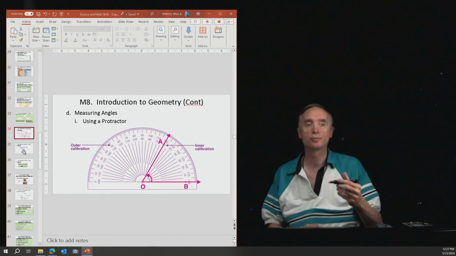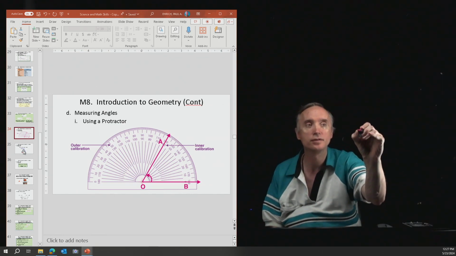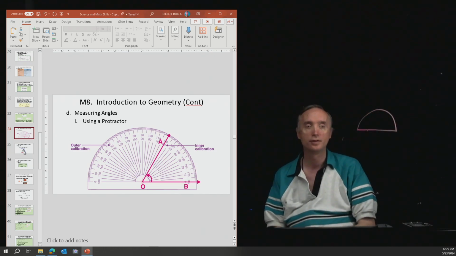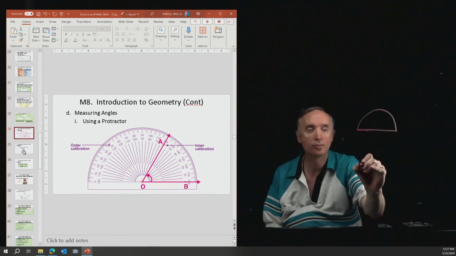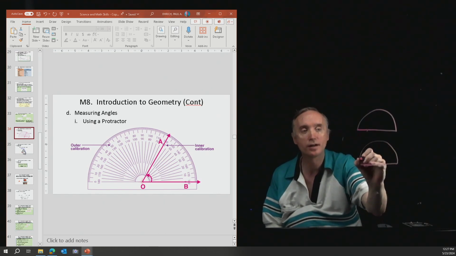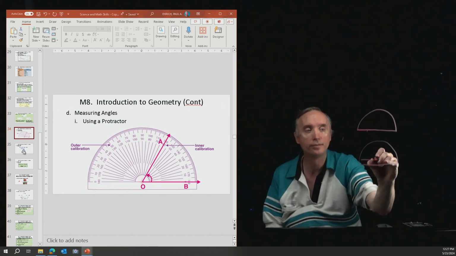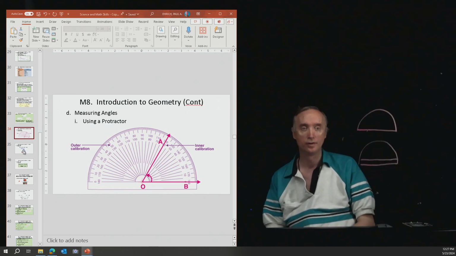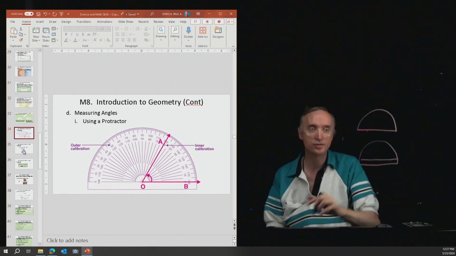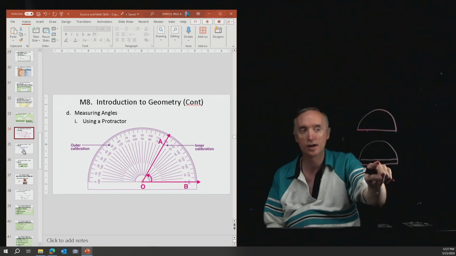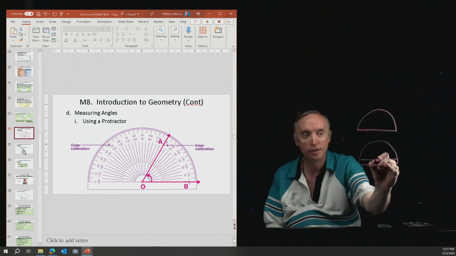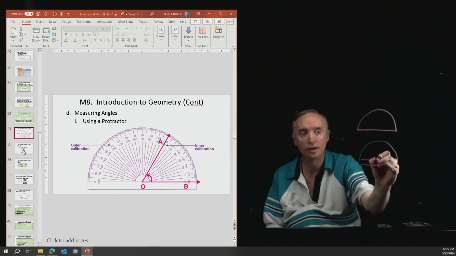So take a look at your protractor and see, is it a protractor that looks like this, or is it a protractor that's going to look like this, but it's got an extra line on it. If you look at the one on the screen, it's one of these kinds of protractors that has this extra line, and then in the middle it's got a dot right there.